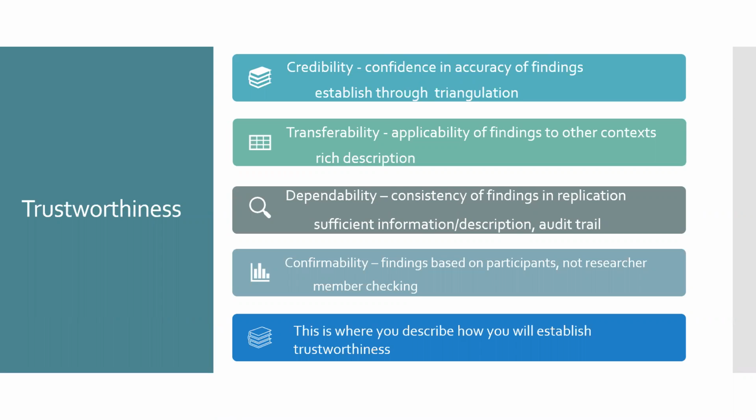Triangulation, you'll see really commonly used to establish credibility, transferability, dependability, confirmability. So my point is that it's not just good for the credibility aspect of trustworthiness. Using rich description, using an audit trail so that someone can come along, follow after you, and understand what you did, the decisions that you made, why you made them. Okay, so how you plan to establish trustworthiness of your data and your findings.